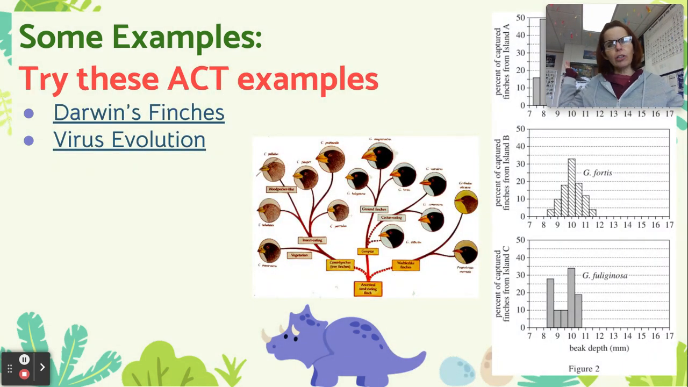All right, and then we're all done with that. I just included two sample problems that you could try. These are ACT test practice questions. Usually you get, I think it's 1 minute or 90 seconds per question. I think that's right. So you can time yourself and try to do these. We've got one problem that's on Darwin's finches and one problem that's on virus evolution. That's it, everybody. Let me know if you have any questions.